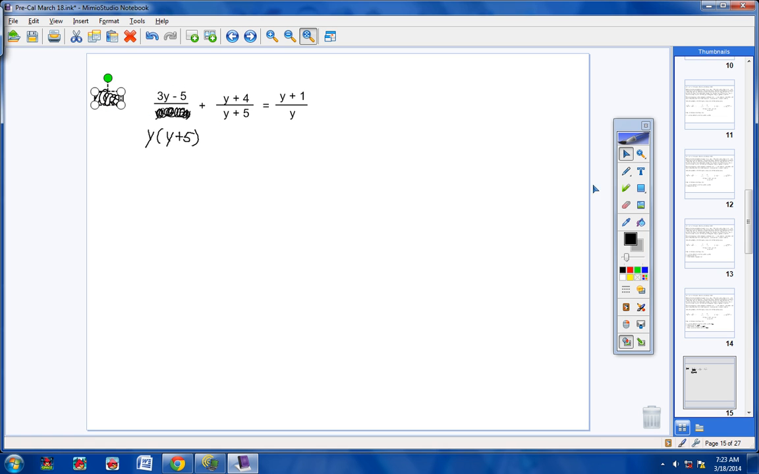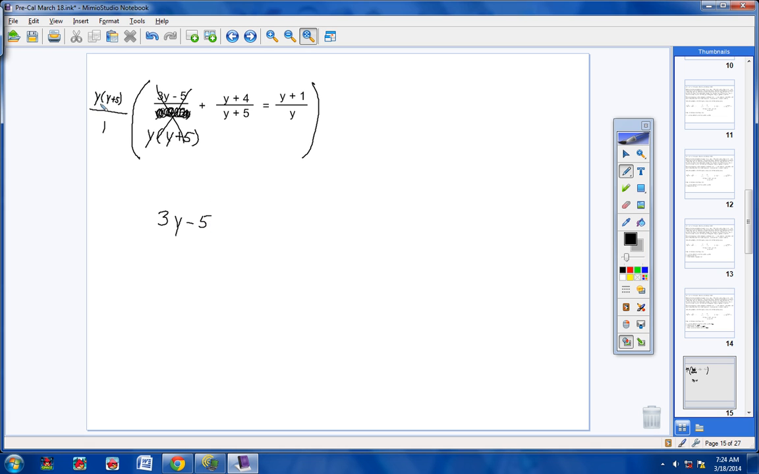And now remember what I'm going to do. Step 2 says to eliminate my fractions. So I'm going to multiply my entire equation by y parentheses y plus 5. So this fraction times this fraction, notice this denominator would cancel with this. So there's really just a 1 here. So 1 times 3y minus 5 would give you 3y minus 5. And now this fraction right here is totally gone.